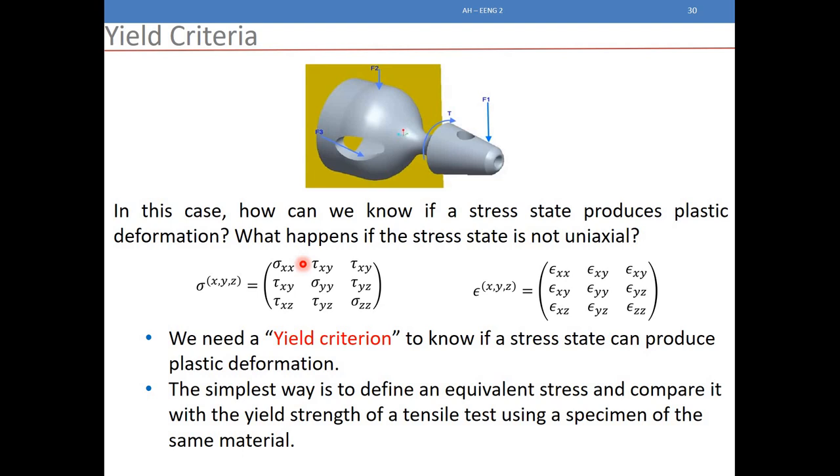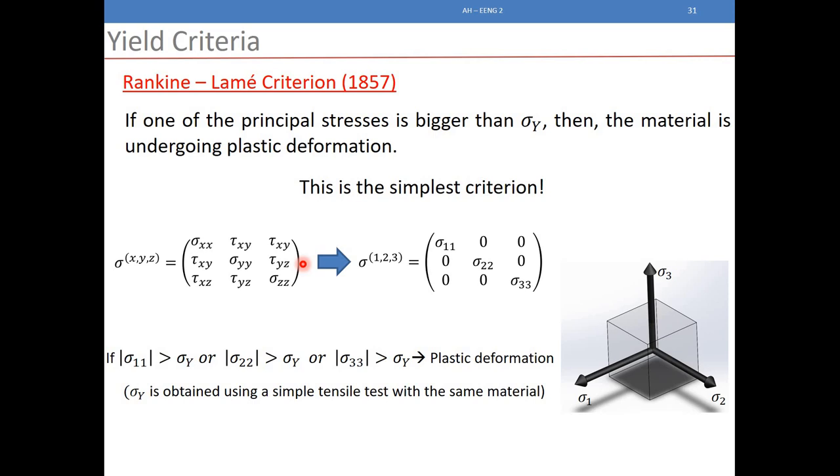We have a lot of criteria that were proposed previously. So let's go through them historically. The first one was proposed by Rankine and Lamé, very old, in 1857. They said if I have a point and I want to check if at this point I have plastic deformation or not, just calculate the three principal stresses. If any one of these three principal stresses is greater than the yield strength of the material, I will have plastic deformation. So it's a very simple criterion.